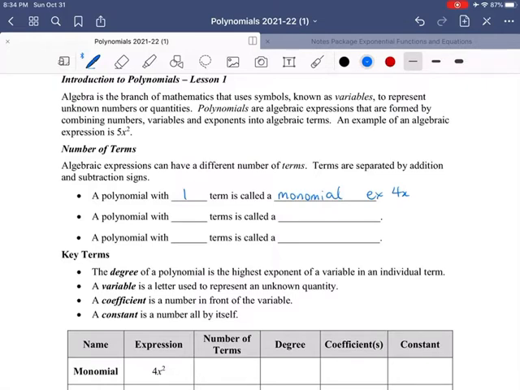A polynomial with two terms is called a binomial. For example, you could have 2x plus 1. See how there's two things being separated by an addition sign.